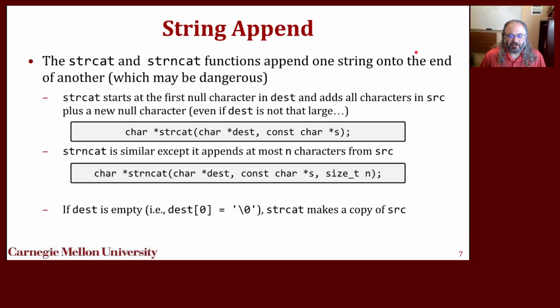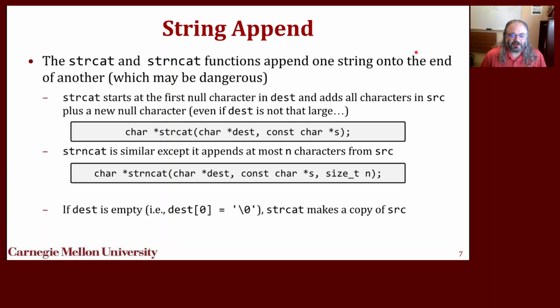And strcat simply starts at the first null character in the destination array and starts to copy all of the characters in the source array up until the first null character, and including that null character from the source array, which means that the original null character in the destination is removed. It's overwritten by the first character in the source, and the null termination character in the source is also copied so that the destination string now has a valid null character at the end.